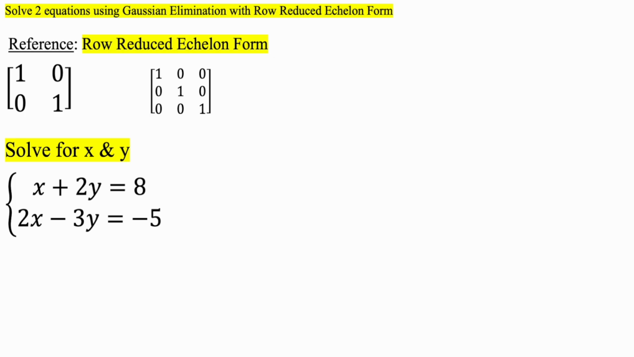And so let's begin. With row-reduced echelon form, our diagonal is 1 and everything else is 0. So this is 0, this is 0. And we have two equations, so it's going to look something like this. And so let's get started.